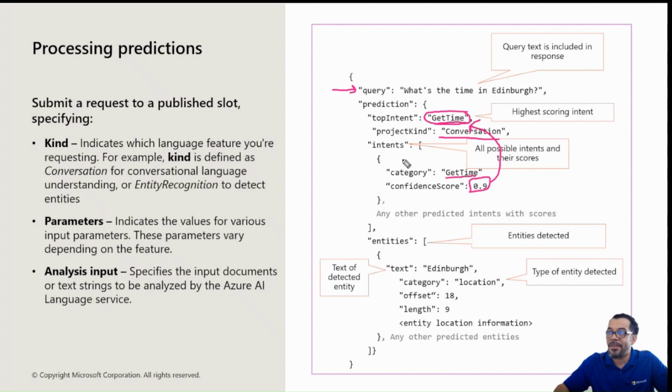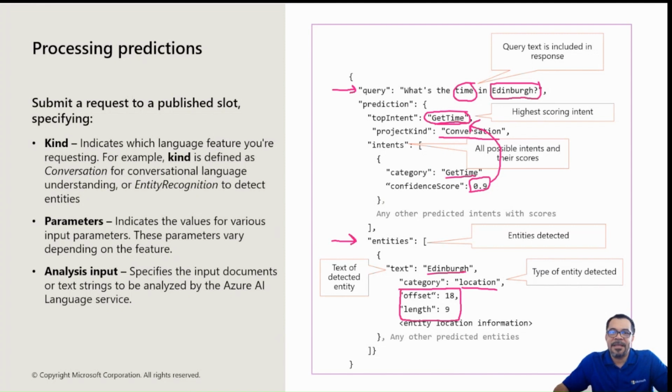Now, that is not the only entity. Time is one of those, but we also have a location, which is Edinburgh. So if you notice here for our second entities, we have the name. What is it? It's a location. And then if you've watched the previous videos, we've talked about this.